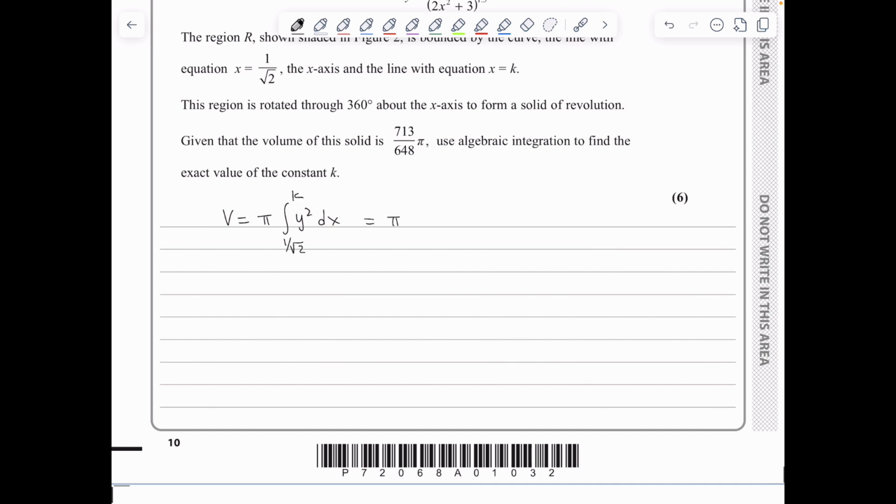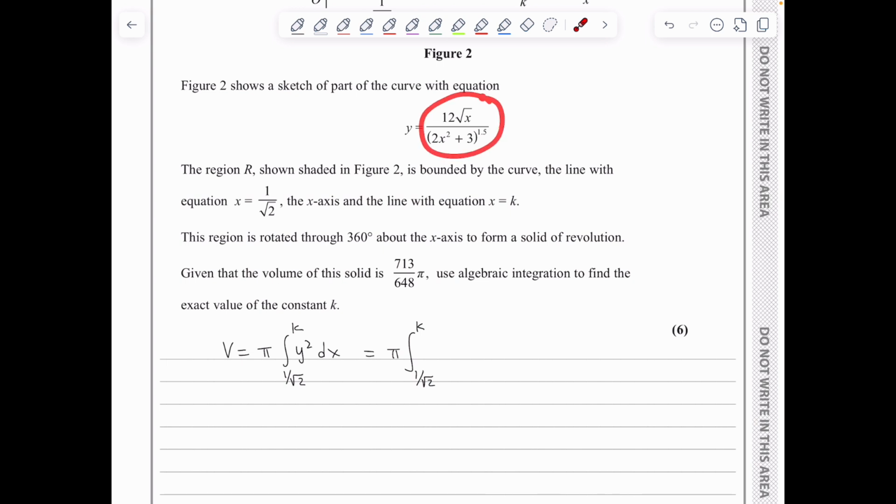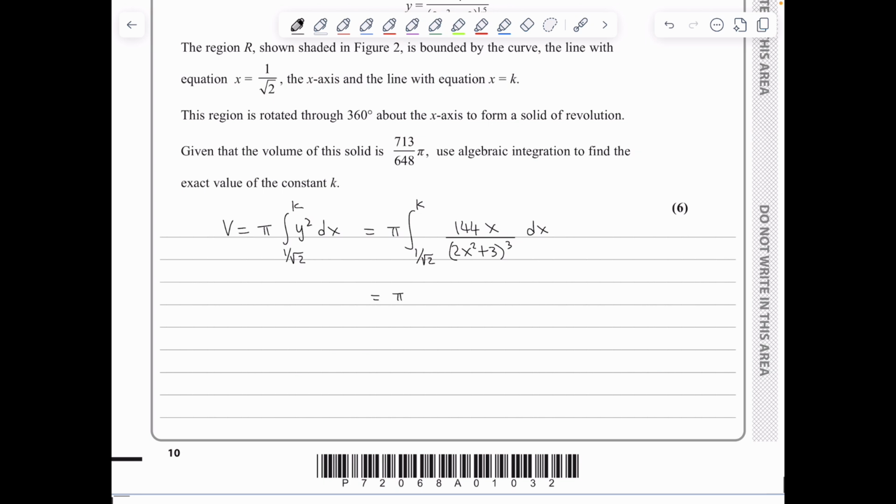Well, we know that this is pi times the integral from 1 over root 2 up to k. y squared is simply this expression squared, so the 12 squared will give me 144. The root x squared will give me x, and then in the denominator I'm dealing with 2x squared plus 3 raised to the power of 3 dx. So I can write this as pi times the integral from 1 over root 2 up to k of 144x times 2x squared plus 3 to the minus 3 with respect to x.